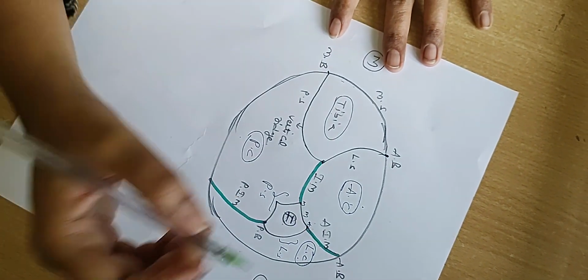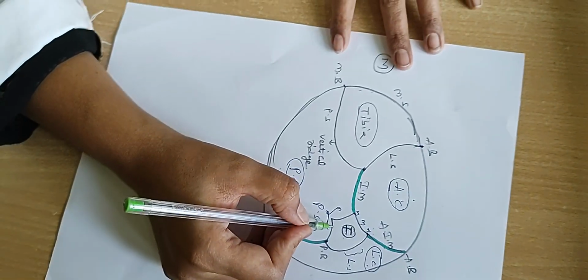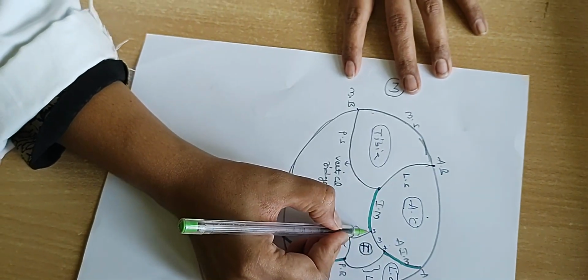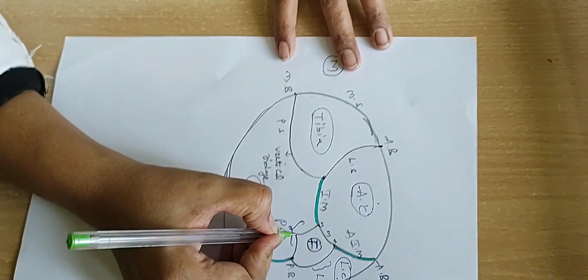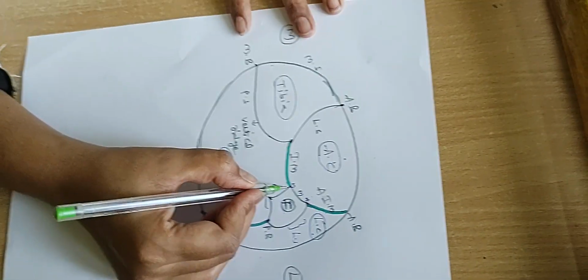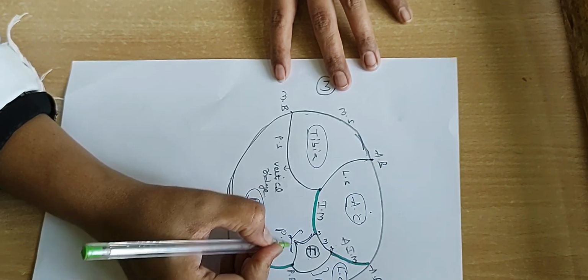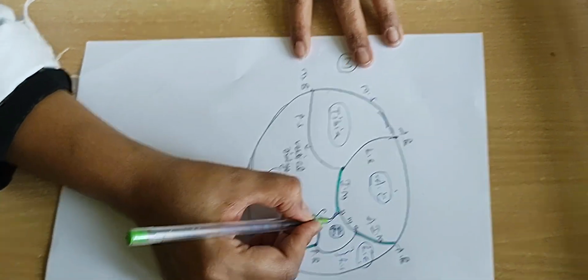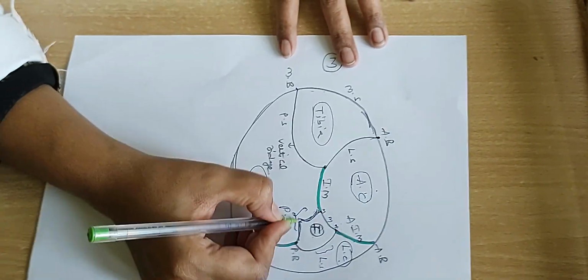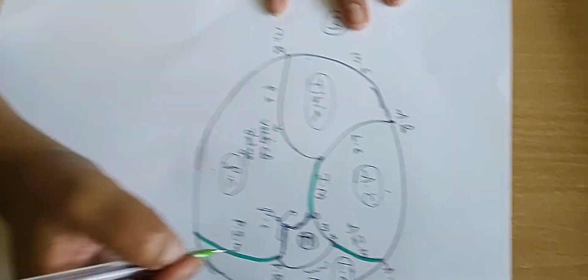One more thing: this is the posterior surface of the fibula. Along this posterior surface we have the medial crest. This medial crest divides the posterior surface into an anterior concave area and a posterior flat area. So that is about the compartments of the leg.